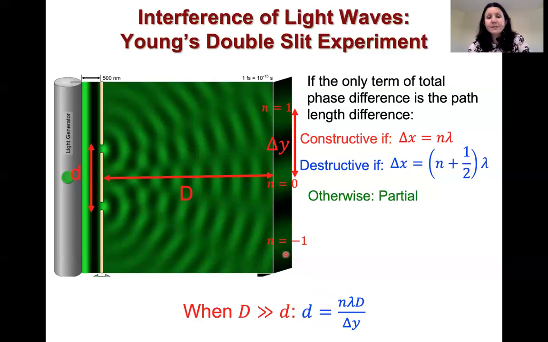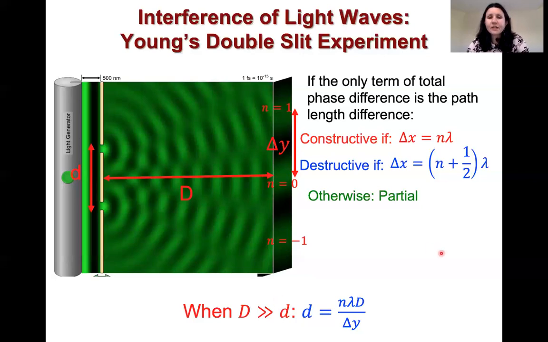This minus just means that when we go up, let's say we count that as positive. When we go down, we count it as negative. So if n is minus 1, then this delta y is a negative number because you're kind of measuring down. But it's perfectly symmetric about the center, whether you go up or down.